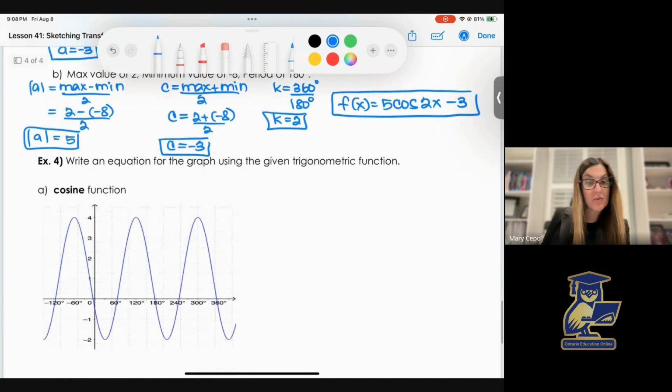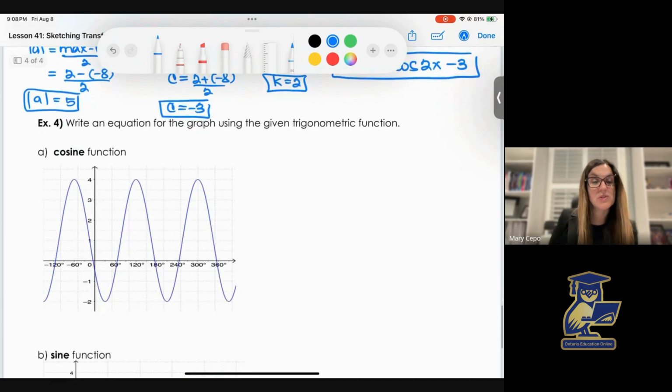Okay, in example 4 now, we're given: write an equation for the graph using the given trigonometric function. So again, if we're doing cosine, what we want to always do is identify the max and the min, because we can calculate the amplitude, we can calculate the equation of axes, and we can determine what the period is. That will help us calculate the K value, along with any kind of horizontal translation, left or right.